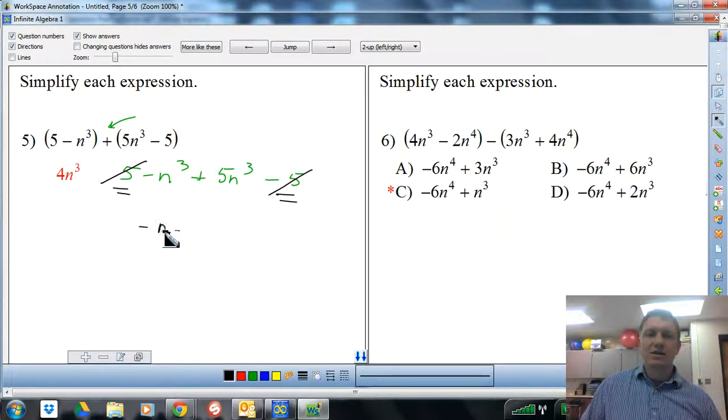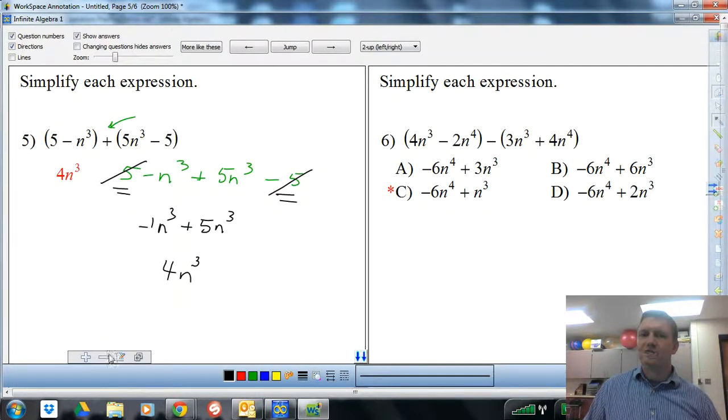Instead, I'm going to put together negative 1n to the third with this 5n to the third, like that. So this 5 goes together with a minus 1, and we end up getting 5 minus 1 is 4n to the third. That's my final answer. You can see the answers over there in red, and then this one over here is C.